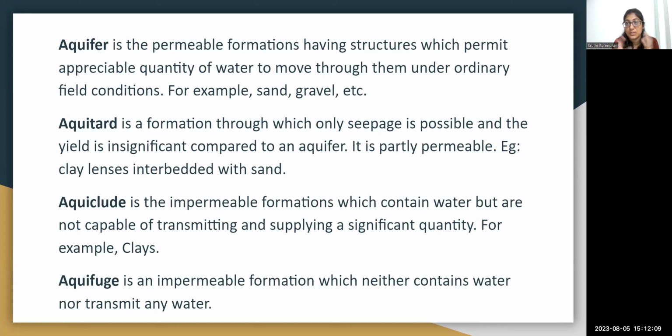Aquifer has a good amount of storage and transmitting capability of water. Aquitard is one in which seepage is only possible. It does not provide as good an amount of water as an aquifer does. Then there is aquiclude, which can retain water but cannot transmit water. Water flow doesn't happen through such materials. And aquifuge is an impermeable formation which neither contains water nor transmits water.